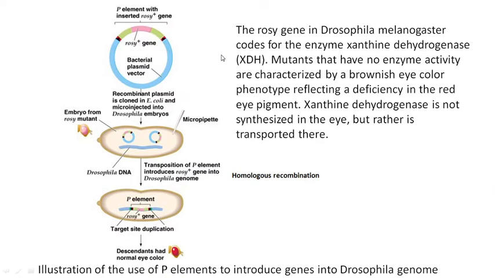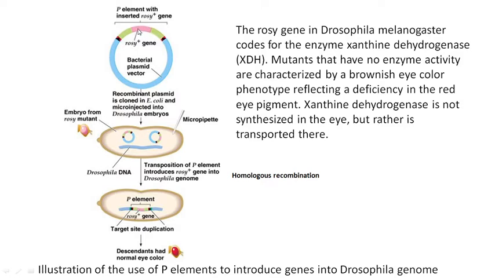I have shown you an example of integration of the rosy gene. Actually the rosy gene is responsible for the synthesis of an important enzyme, xanthine dehydrogenase, and the mutants which lack this enzyme have brown colored eyes. So these mutants which lack the XDH gene will have brown colored eyes. So when we introduce this rosy gene, here you can see this rosy gene is cloned in the P element here, and this is the P plasmid vector, it is called the P vector.